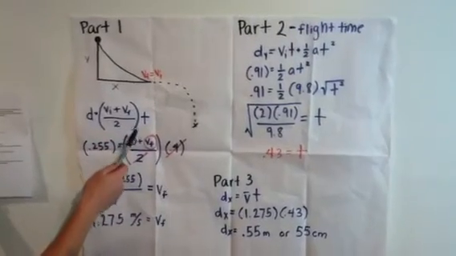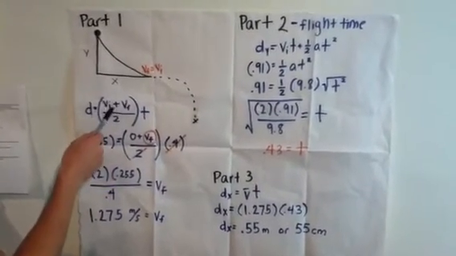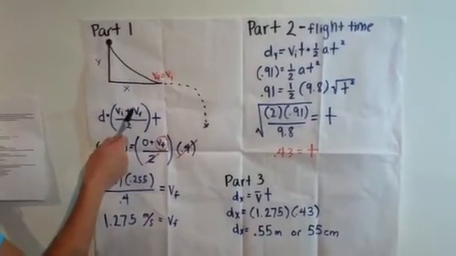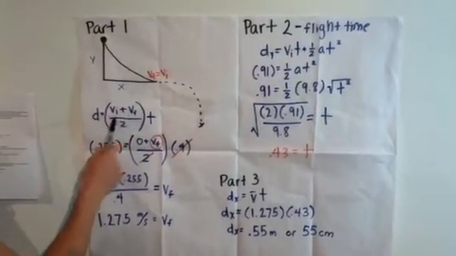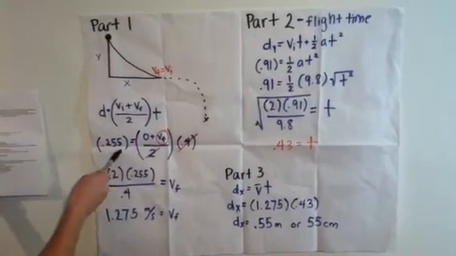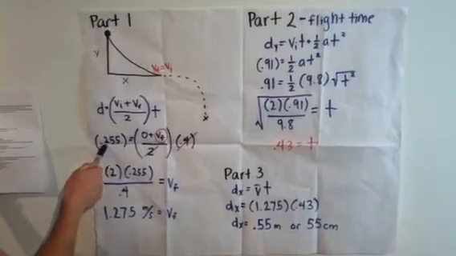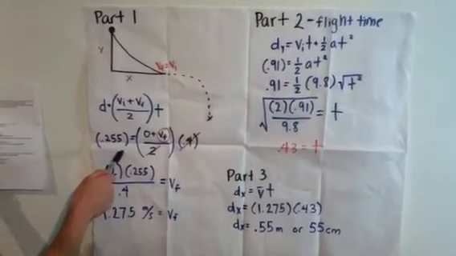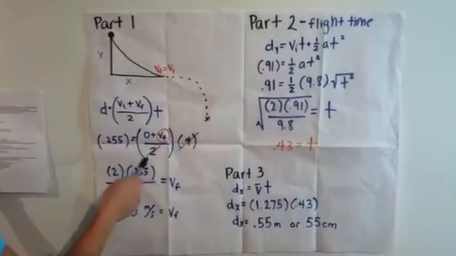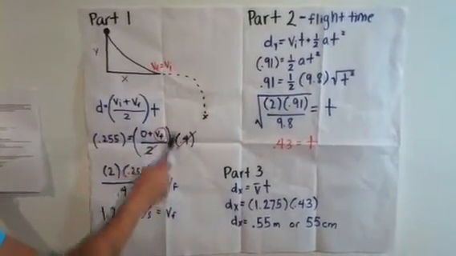You need to use the equation d equals vi, which is initial velocity, plus final velocity vf, divided by 2, and then times time. And then I plugged in all my values. This is my distance of the ramp, which is also the length. This is my second, and this is the equation.